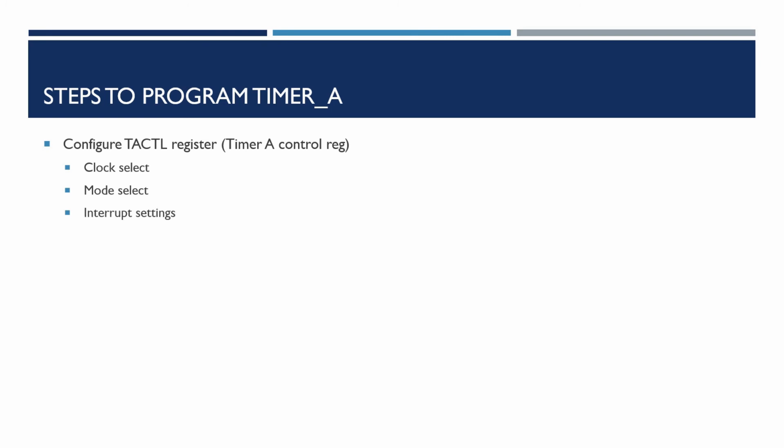Then you have to do some interrupt settings. Now TACTL is specifically used for your Timer A interrupt. So the flag and the interrupt enabling is done over here. Reading of the flag and enabling the interrupt for your Timer A, that is TAIFG, is done in the TACTL register. Now in our program, we're not using the TAIFG flag, so we're not doing any interrupt settings in this particular register.